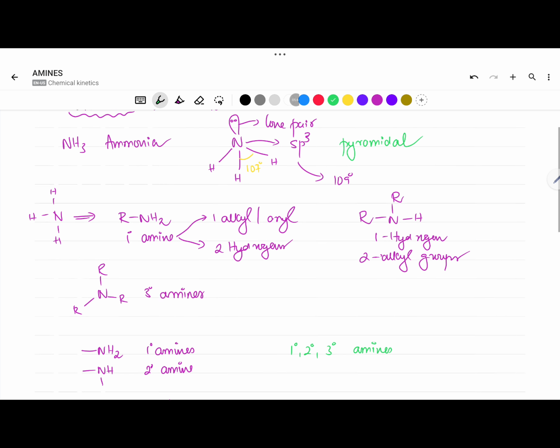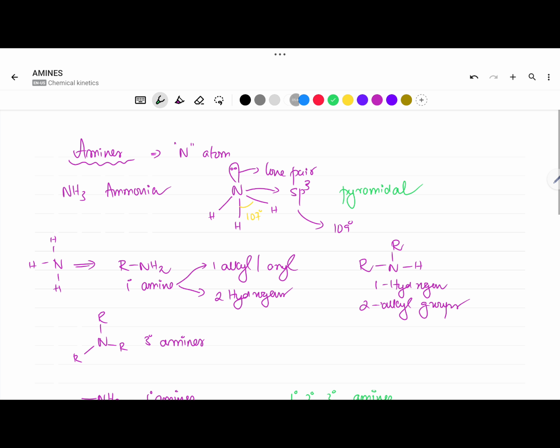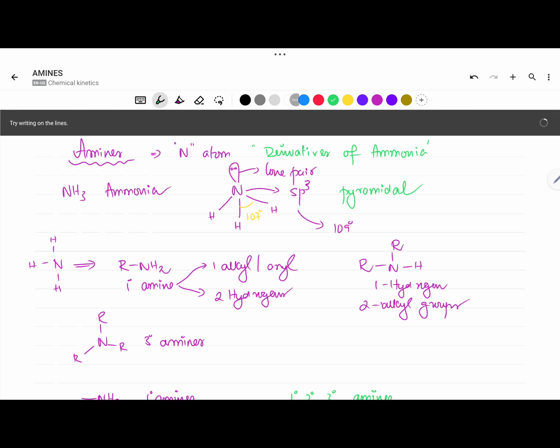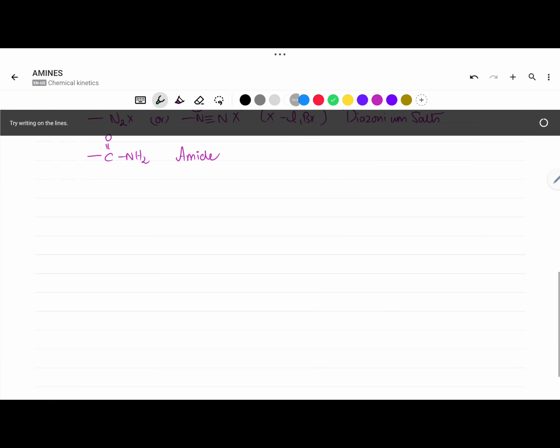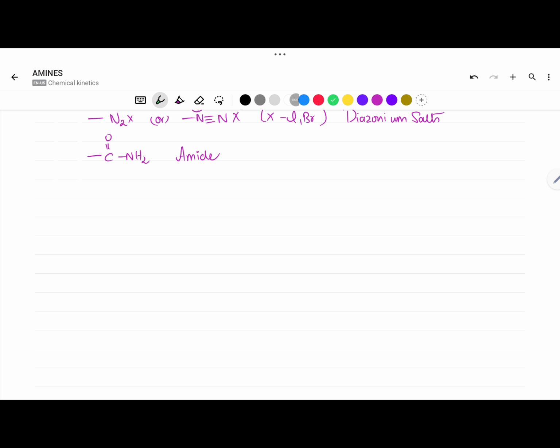So if I want to define amines, then I can define them like this. They are derivatives of ammonia. Okay. Next. So if I want to classify the amines, let us try to classify them as alkyl or aryl amines.